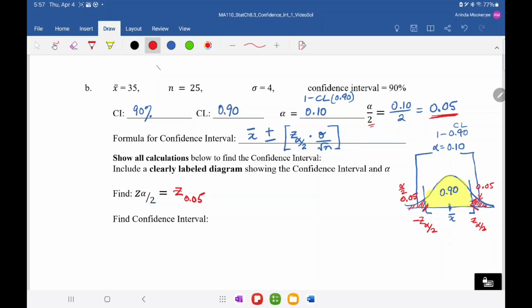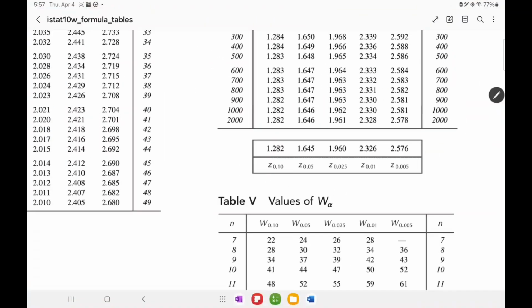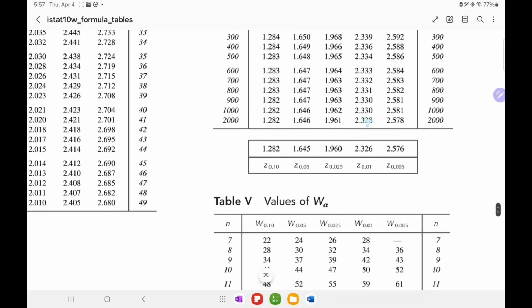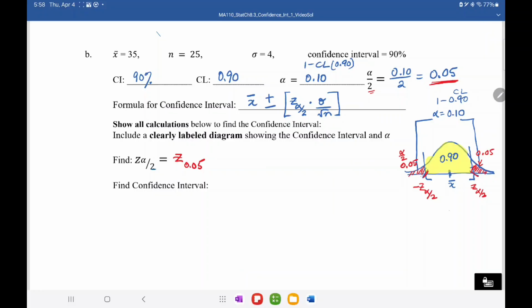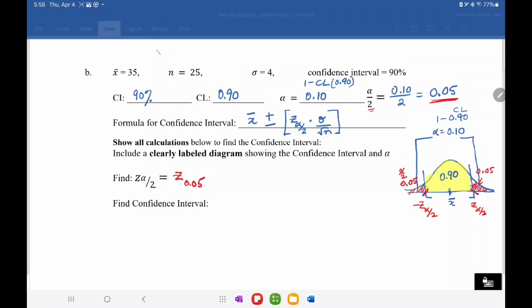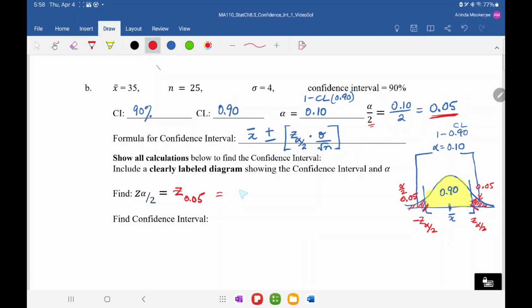We have to go to our table. Let's do that. Again, use the special table here. And it's z of 0.05 this time. All right, it's z of 0.05. So the z value, whose area to the right is 0.05, is 1.645. So we have to take that value and put it here. Just a second. So z of 0.05 is 1.645, right? That's the z of 0.05.